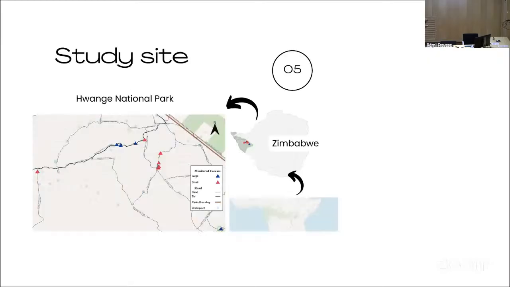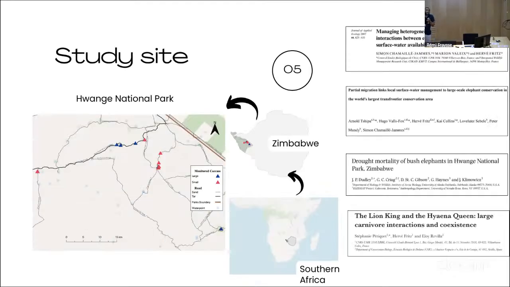So, which is my second objective. I did this study in Zimbabwe, Hwange National Park, which is in the southern region of Africa. What we know about this place is that there are a lot of elephants in that area, and these elephants are still affected by the climate-related causes that I mentioned. There are a lot of publications about that place, and also that research that I told you about, the lions and hyenas.